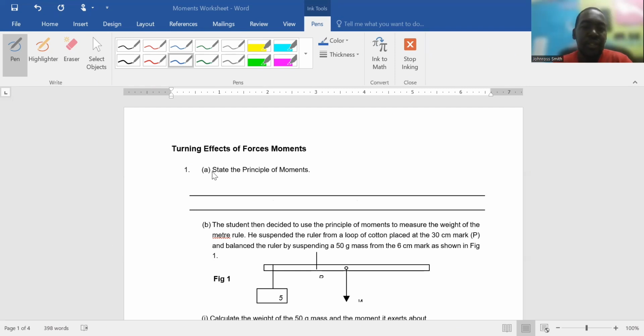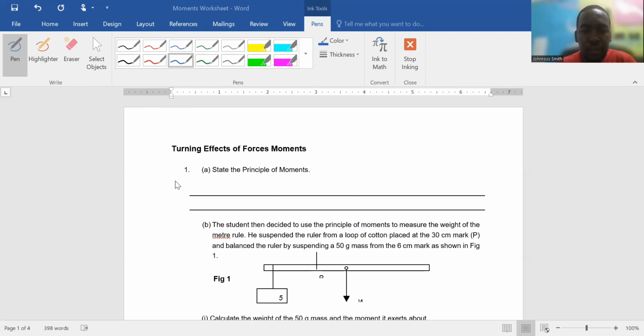The first question states: state the principle of moments. We know that a moment is the turning effect of a force. And from last week, we learned two conditions that are necessary for equilibrium. Equilibrium means the object is stable, it's not moving. So when all these forces are acting, it is still not moving, right?